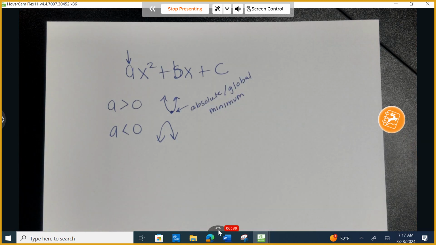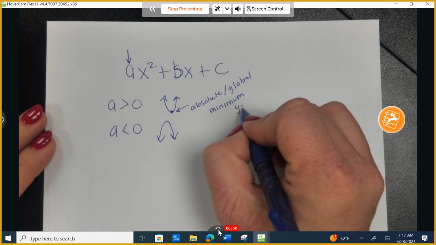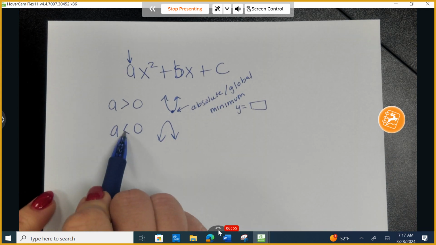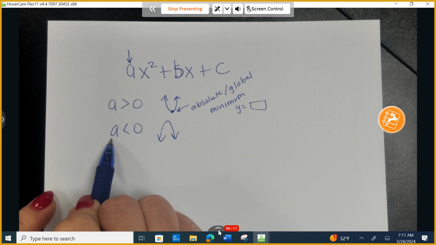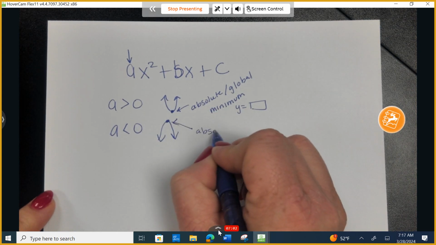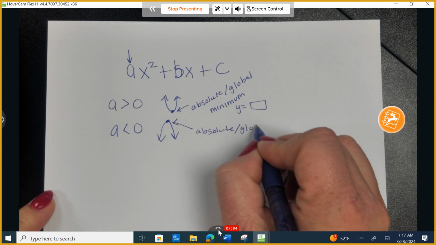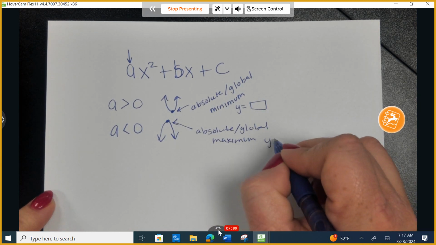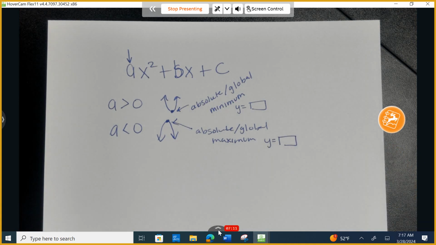With quadratic functions, there's going to be an absolute, or sometimes they may be called a global, maximum or minimum. And if they ask you just for the value, not for the coordinates, it's always the y value. So it's y equals some value. Now, if a is less than 0, that means the leading coefficient is negative, then we're going to have, in this position, an absolute or global maximum. And if they asked you for that maximum value, it's going to be the y value of the vertex.